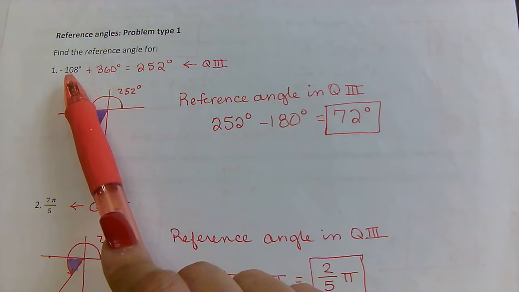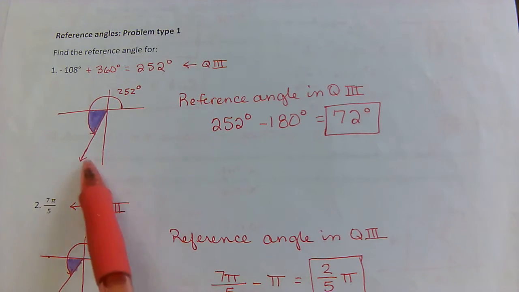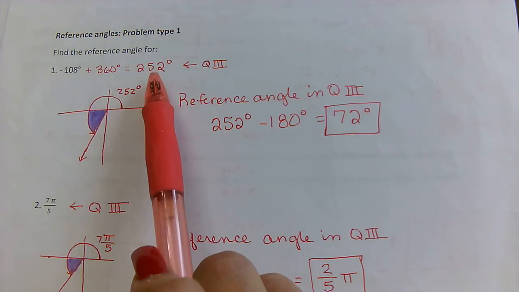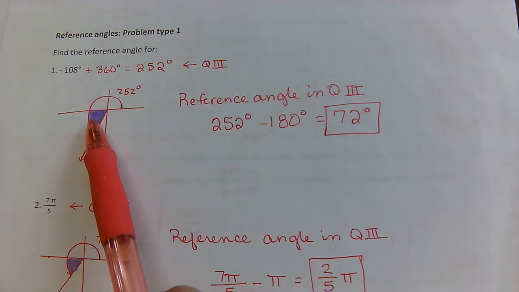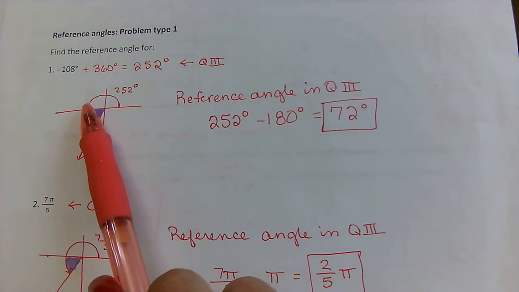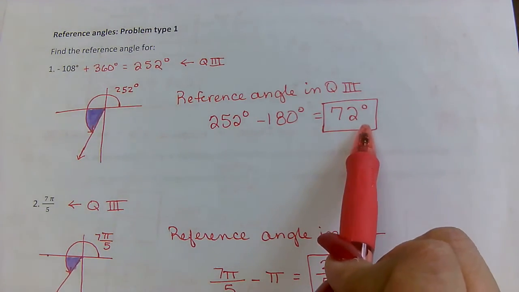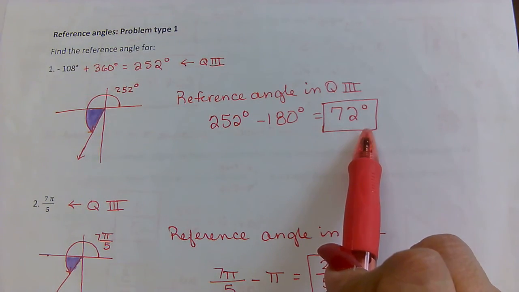Negative 108 degrees. Remember, change it to standard form. It will help by adding 360 degrees. You get 252 degrees. Then, because it's in quadrant 3, you're going to subtract the 180, because all you want is that purple line. So here we find the reference angle to be 72 degrees.